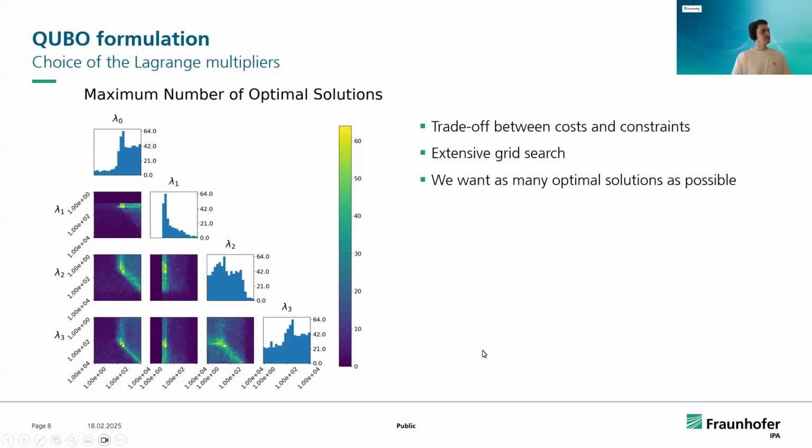This is again for a small example, and we can see that there is a clear favorite of Lagrange multipliers, but it's not quite clear how to find this via optimization. So that's why we did this grid search.